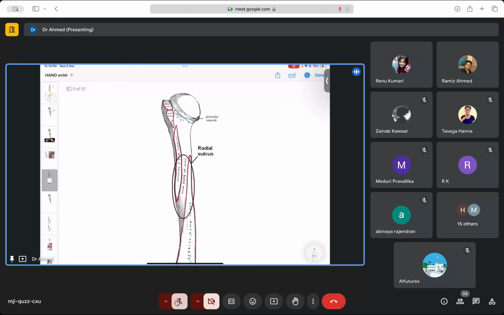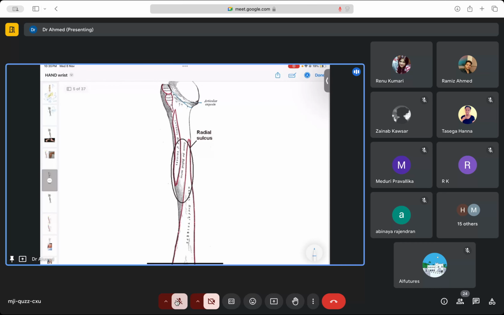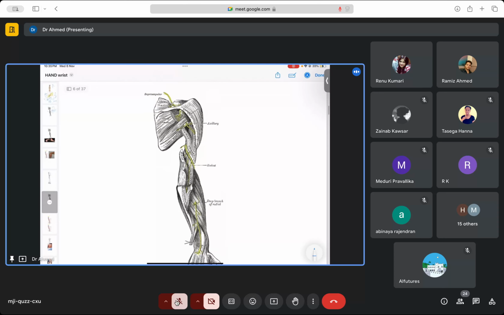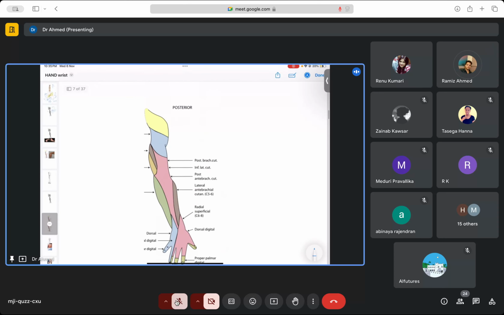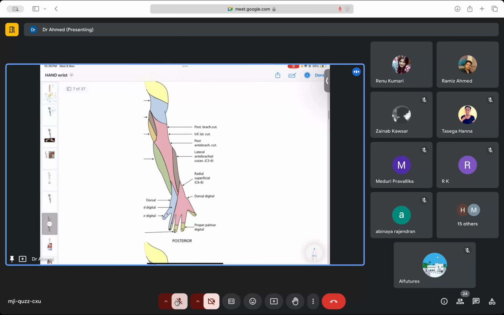Here you can see the shaft, your radial sulcus. Here your radial nerve basically runs. This is the posterior view. These parts are basically the dorsum one third. This is going to be supplied by your radial nerve, right?